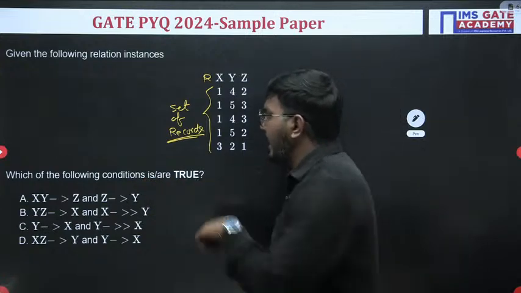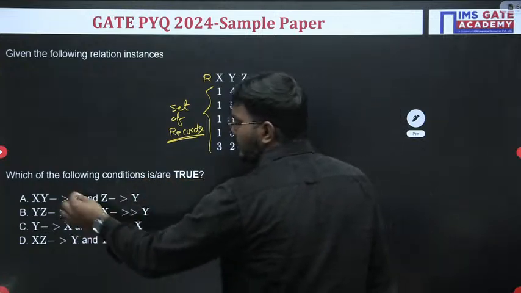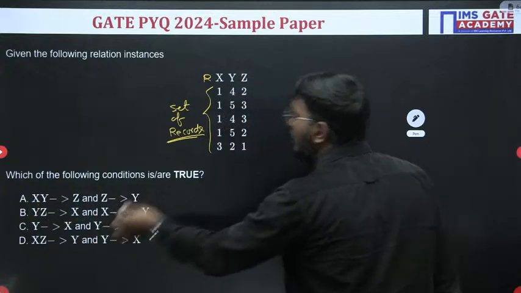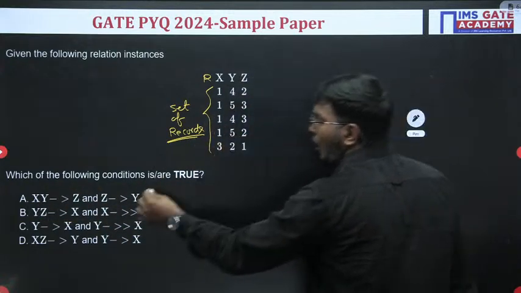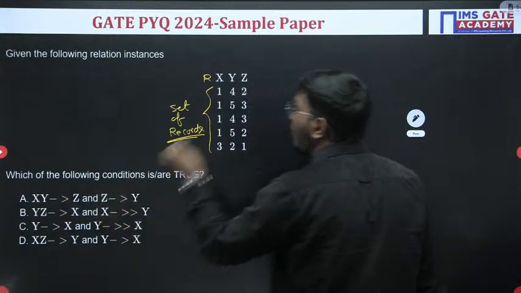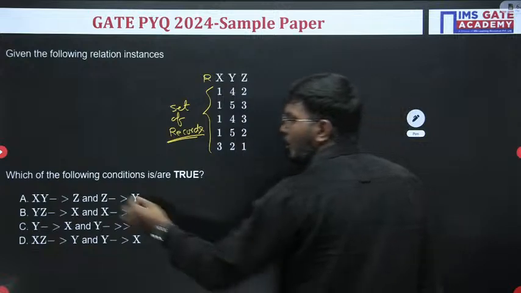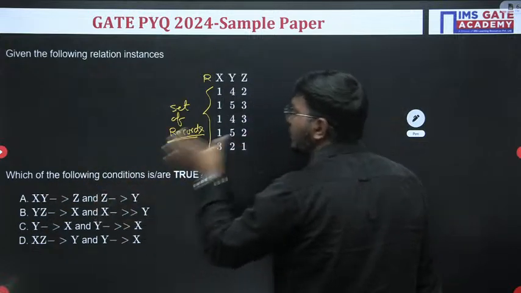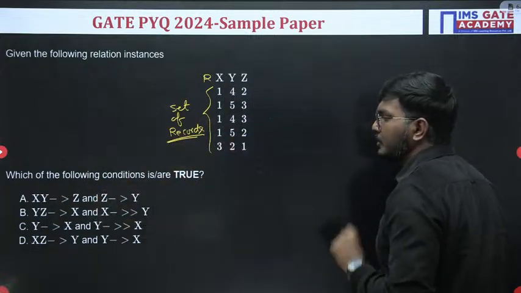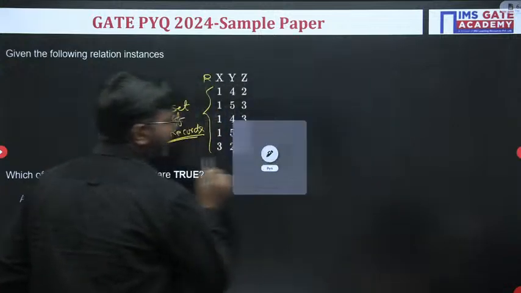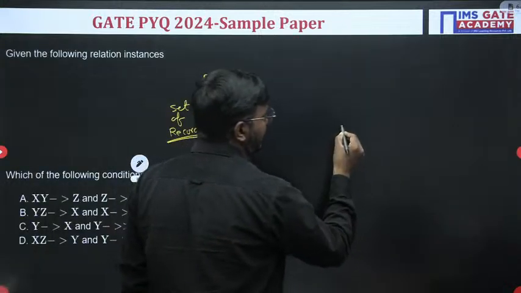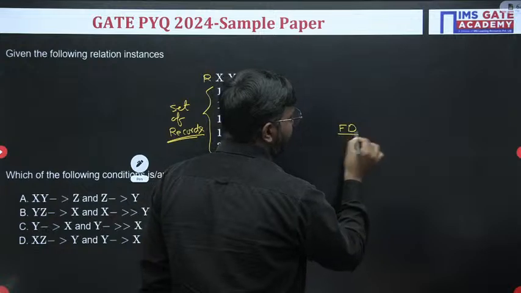It means here they are asking which of the following functional dependencies holds on the instance, or which of the following functional dependencies does not hold on the relation here. Fine. So simple, by looking at the data we need to find which FD holds or which FD does not hold on the instance here. Understood? For that, let's see the functional dependency concepts here, FD concepts.